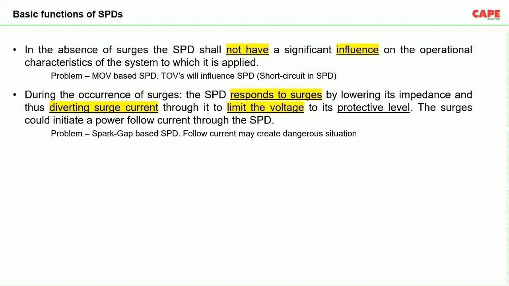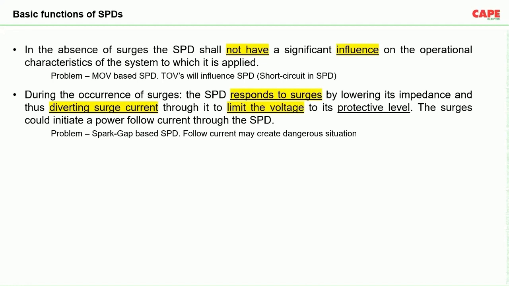Second basic function of SPD is, during the occurrence of surges, the SPD shall respond to the surges by lowering its impedance and thus diverting the surge current through it to limit the voltage to its protective level. The surges could initiate a power flow current through the SPD. That means once there is a surge, SPD should immediately respond to the surge by doing two particular things.